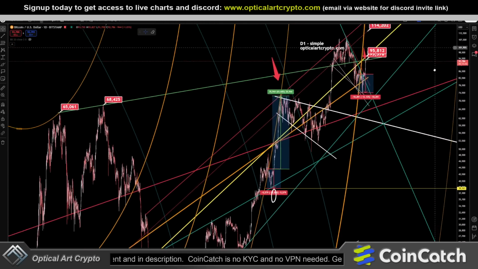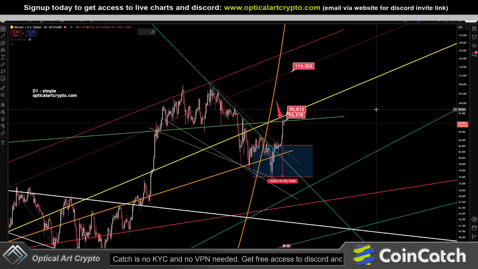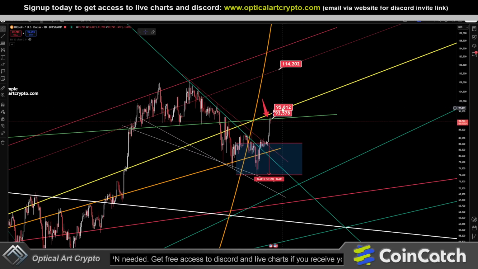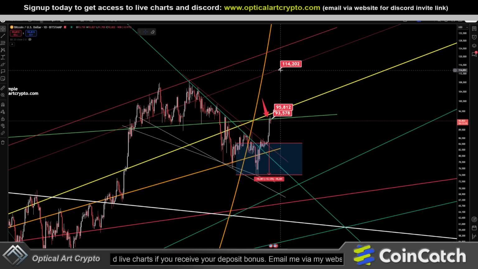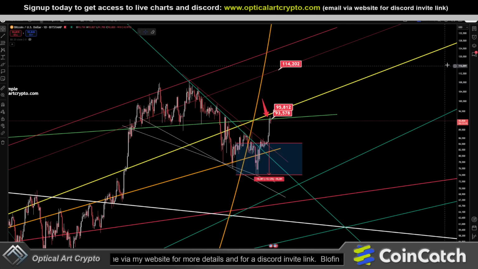So even if we do get above 93,578, your next point to watch is around 95,800. If we get above that, we're more than likely, if we hold support and markets are pushing up, probably headed to at least 115,000, 117,000. But if we do break above 114,000, I will short that. But if we get above that, that is where this ring will come into play.